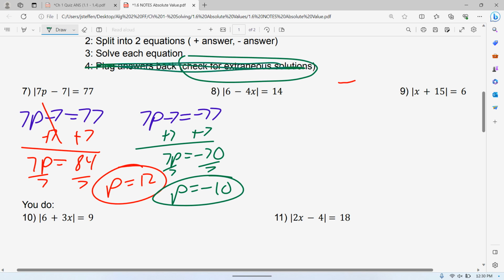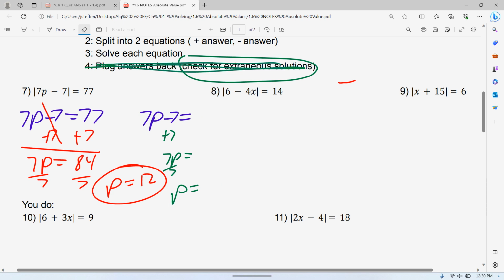I think most of your calculators now do absolute values. So you can even type in just like you see it, absolute value of 7 times 12 minus 7, and hit enter, and it should give you that 77. So I definitely encourage you guys to check your work. Sorry, I'm erasing that to give myself a little bit more room.